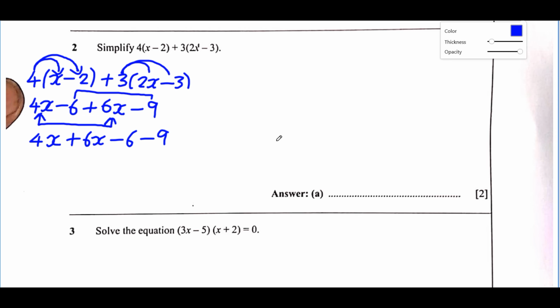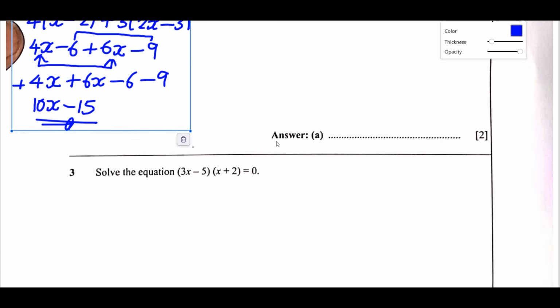So here we have positive 4 and plus 6, so we are going to add and maintain the sign. 4 plus 6 gives us 10x. Even here we are going to add and maintain the signs, so this will give us negative 17. So this is our final answer.